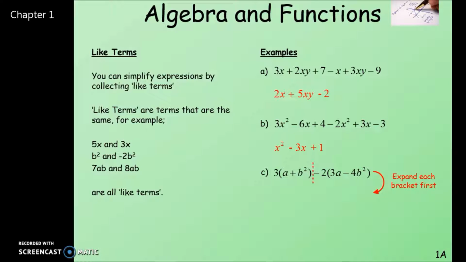So let's have a look. Expand each bracket first. The first one, timesing everything by 3. You've got 3 times a, 3a. And then you've got 3 times b squared.